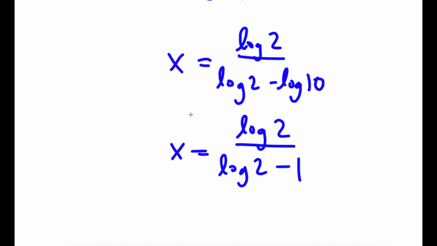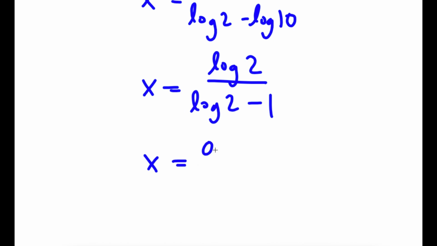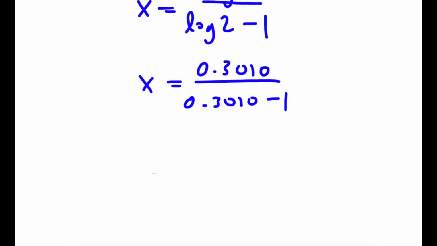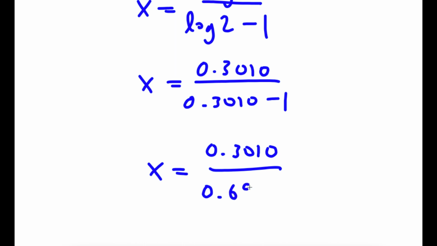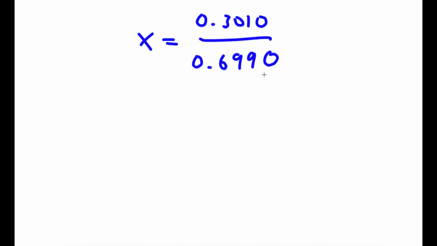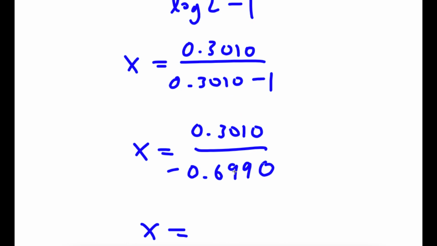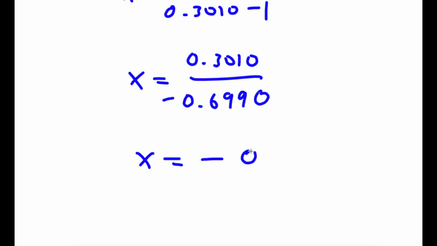Now, log 2, this is equal to 0.3010. So I have 0.3010 over 0.3010 minus 1. And now this is equal to 0.3010 over negative 0.6990. And finally, if I divide these two, I get that x is equal to negative 0.43.